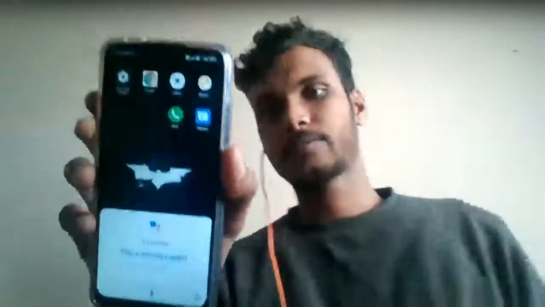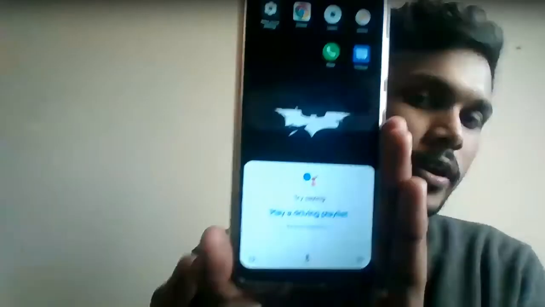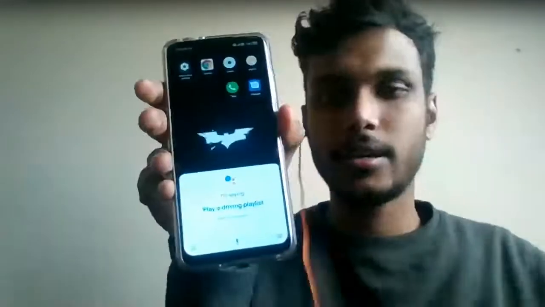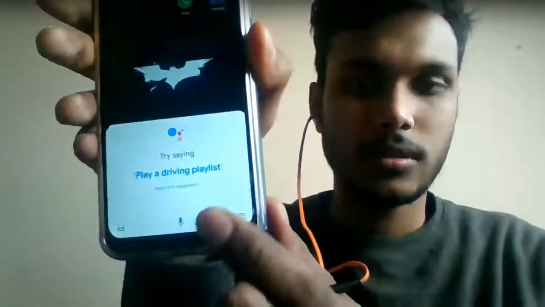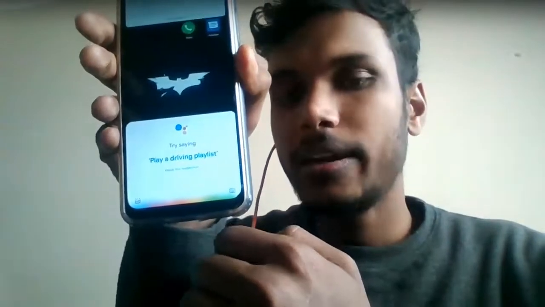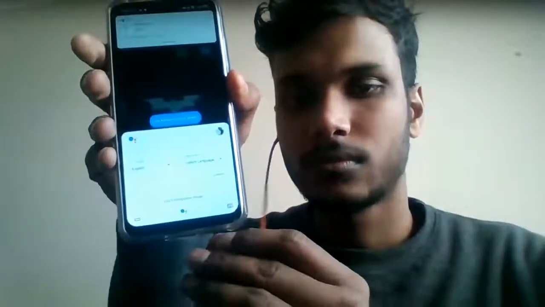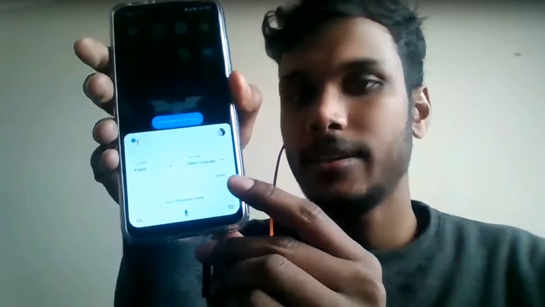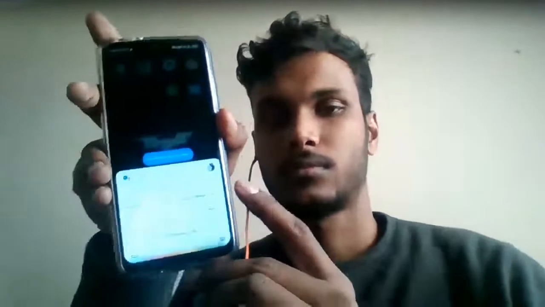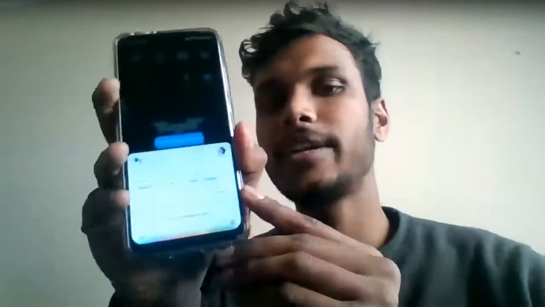You all can see my phone screen, right? Okay. So I will tell it to start interpreter mode. Start interpreter mode. Sure. What language do you want translated? English and Hindi. English and Hindi interpreter mode.